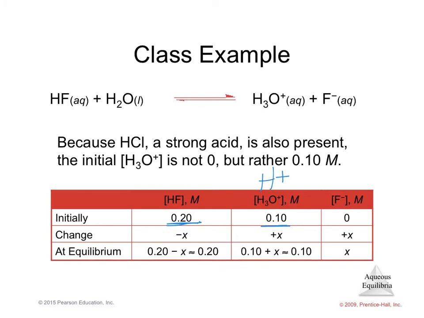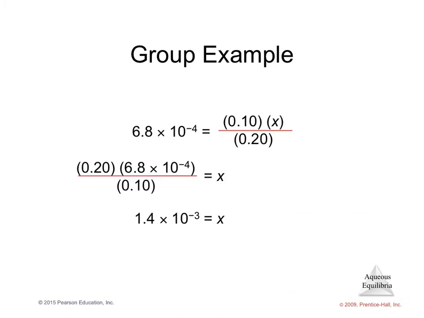Then we're going to work through the ICE table like we did before. We have minus X for HF because it will somewhat ionize, and then plus X for the products. At equilibrium, we have 0.2 minus X and 0.1 plus X, but notice what we did here is we assumed X is small. So we assumed that adding or subtracting X from 0.1 and 0.2 is not going to make a difference. Then we can plug it into the Ka expression. 6.8 times 10 to the negative fourth was our Ka.